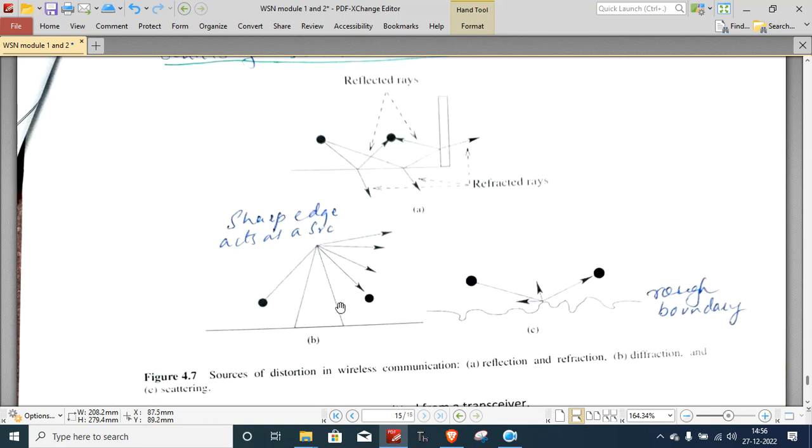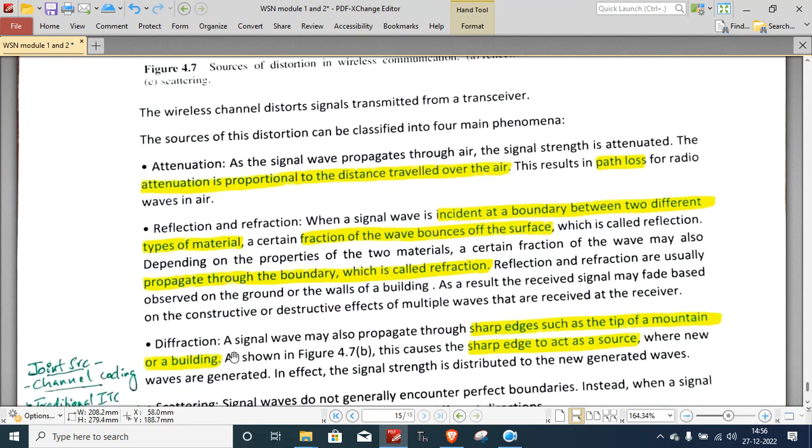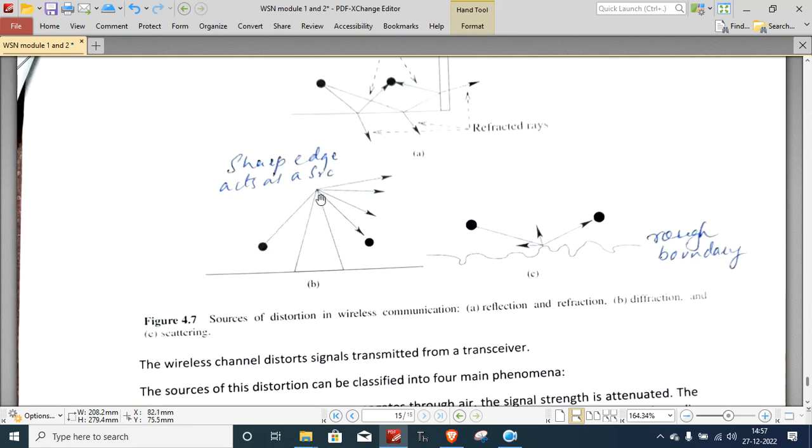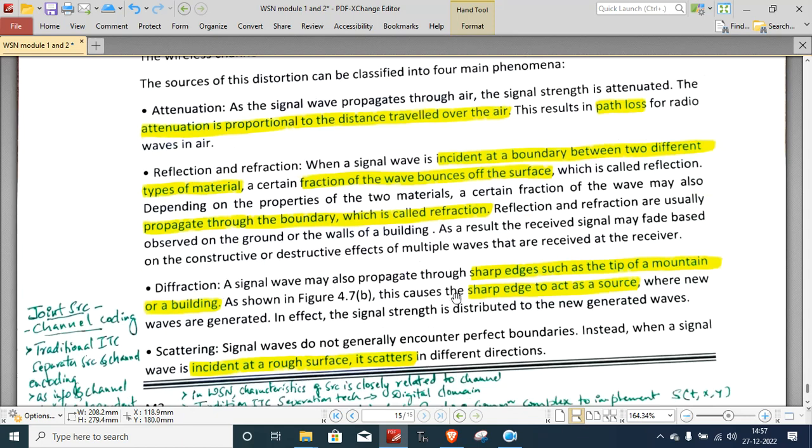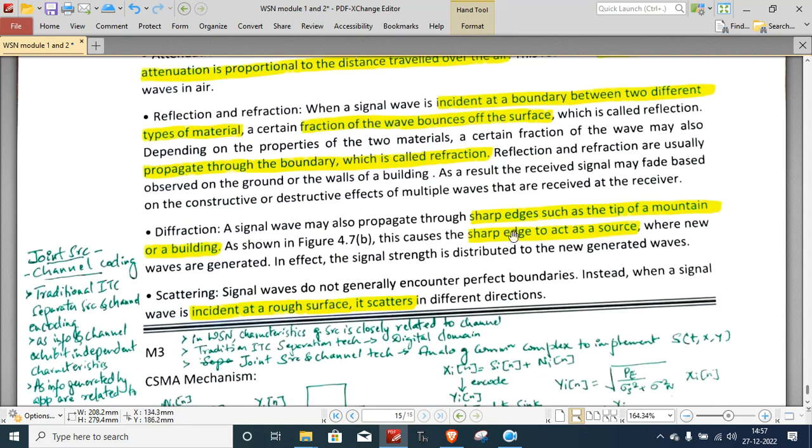Diffraction usually happens at sharp edges, like the top of a mountain, or it can also be a building. This causes the sharp edge to act like a new source. So this tip is acting like a new source from which we are getting more new signals where waves are generated. In effect, the signal strength is distributed to the newly generated waves.